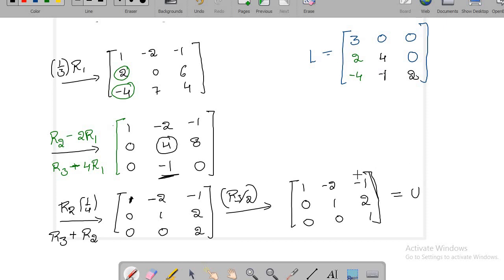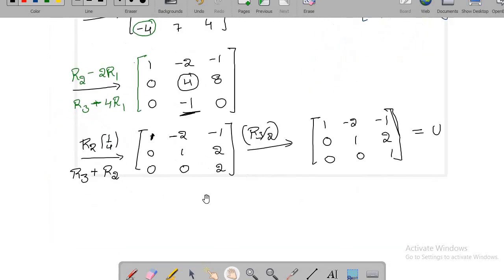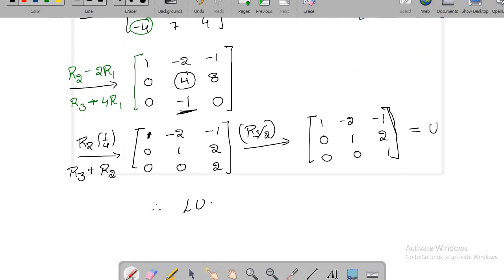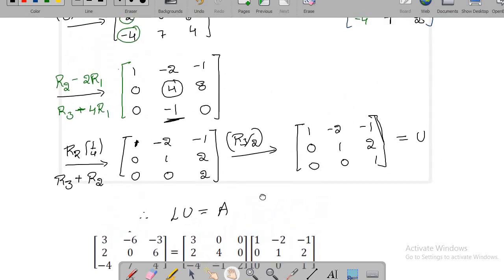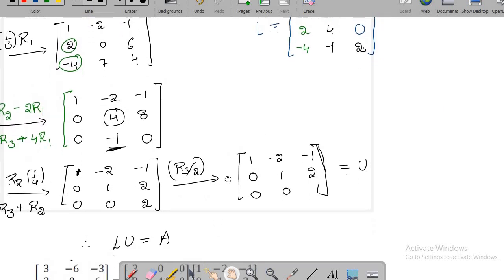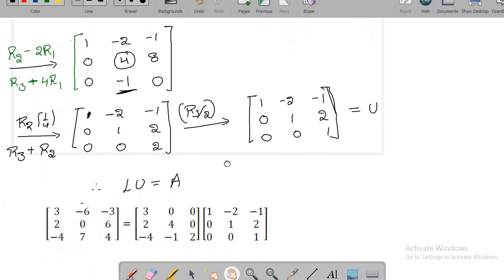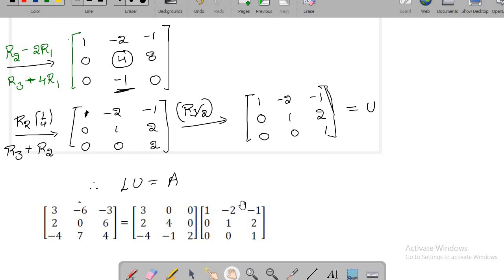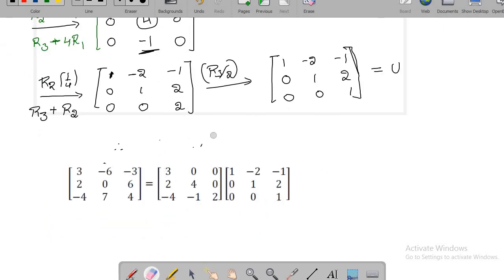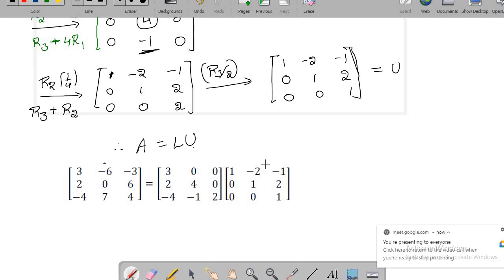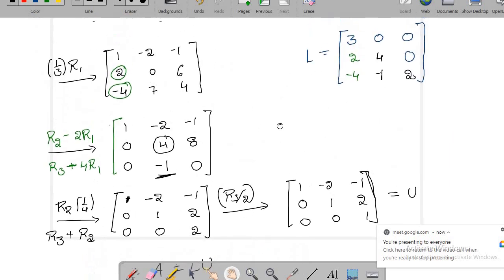You can verify that when you take their product L times U, you'll exactly get A. L times U will be A. So here you see, is this the L we got? 3, 0, 0, 2, 4, 0, negative 4, negative 1, 2, and U is 1, negative 2, negative 1, 0, 1, 2, 0, 0, 1. So this is what A equals L into U. I hope it is clear how to decompose a matrix into lower triangular times upper triangular matrix.